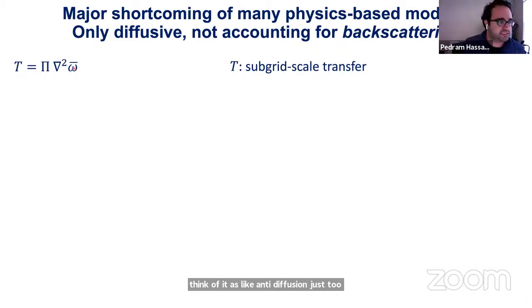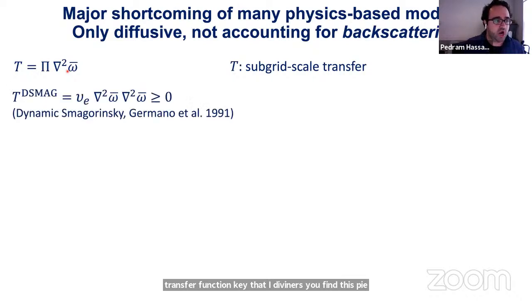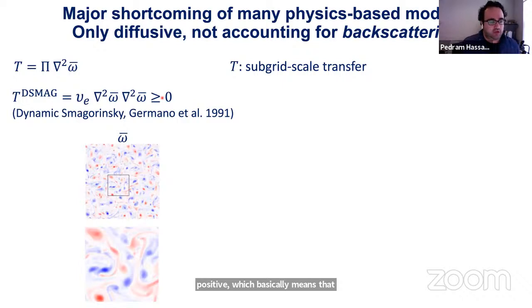Just to demonstrate this issue, let's define a subgrid-scale transfer function T that I define as pi times the Laplacian of omega bar. Notice that for models like Smagorinsky, or here I'm looking at a more modern version of it called dynamic Smagorinsky, if eddy viscosity is positive, which is what's used in practice, T is always going to be positive, which basically means that again the eddies only do diffusion. But let's see if that's always true or not.